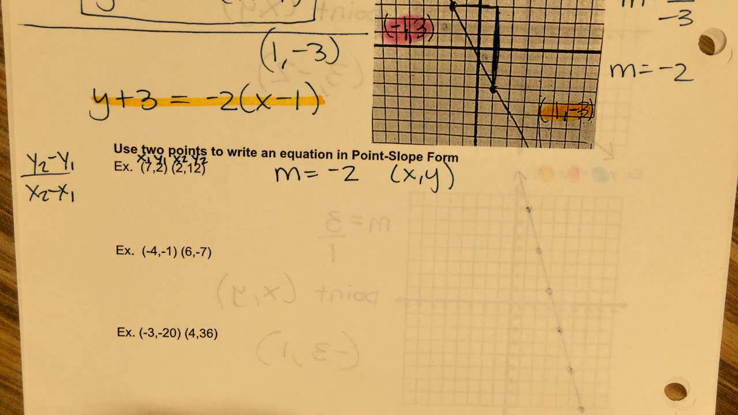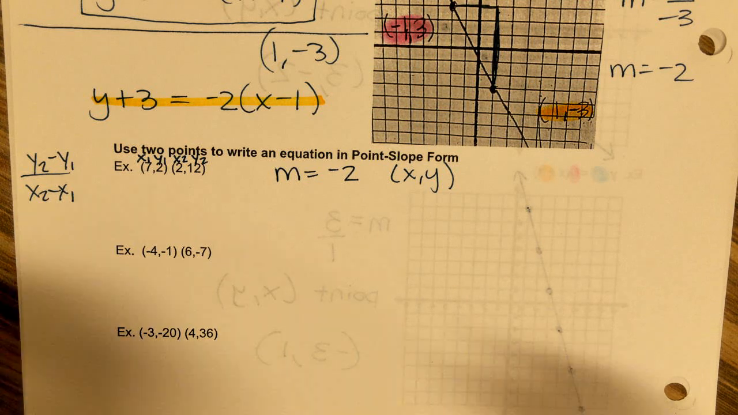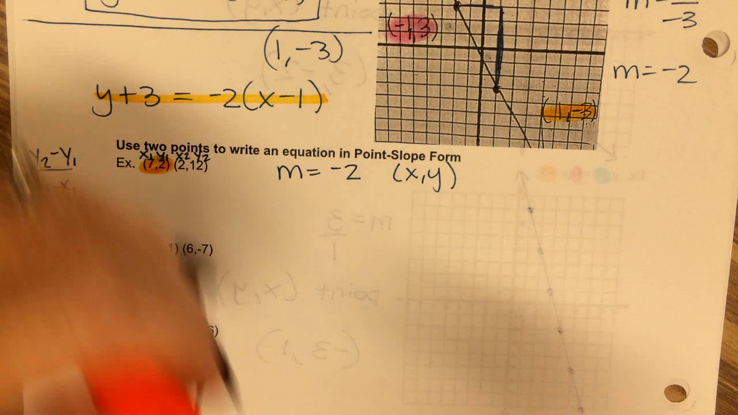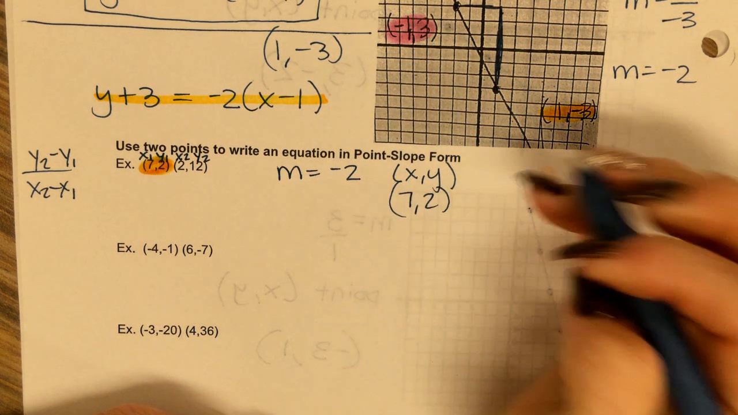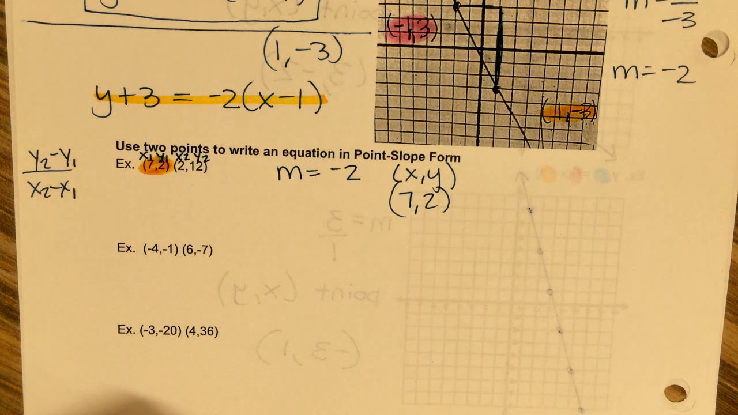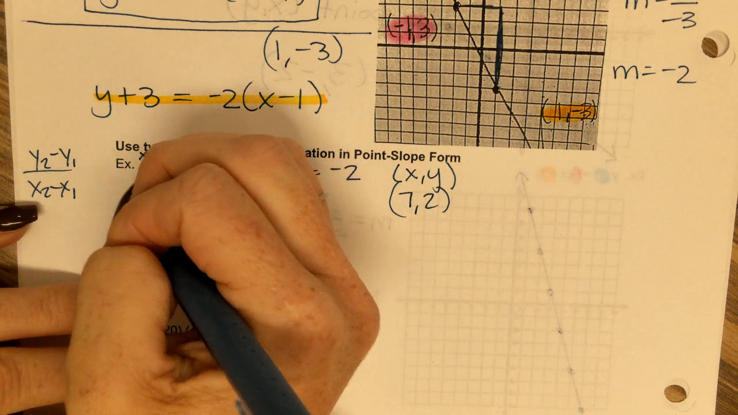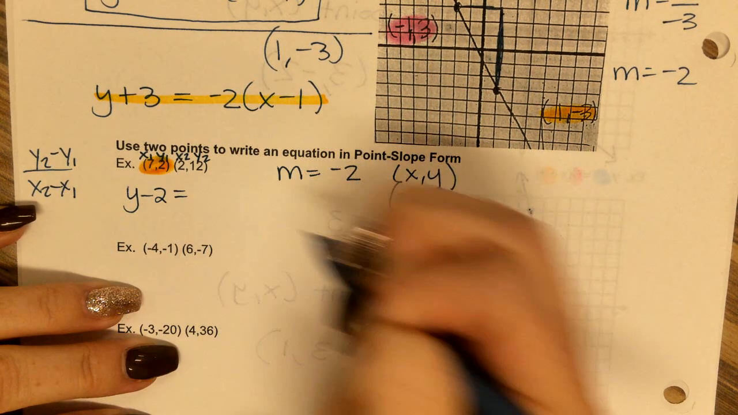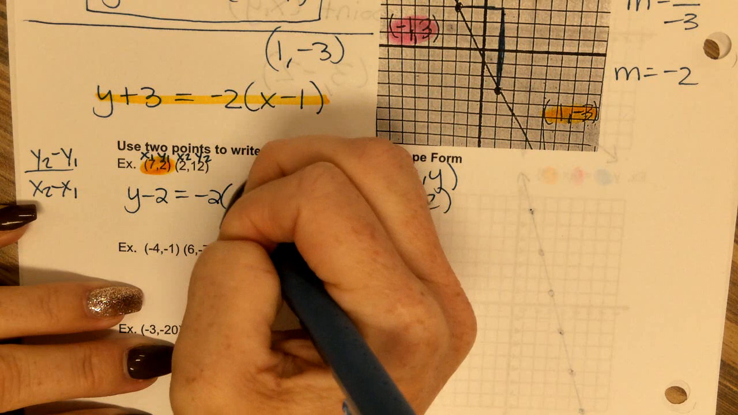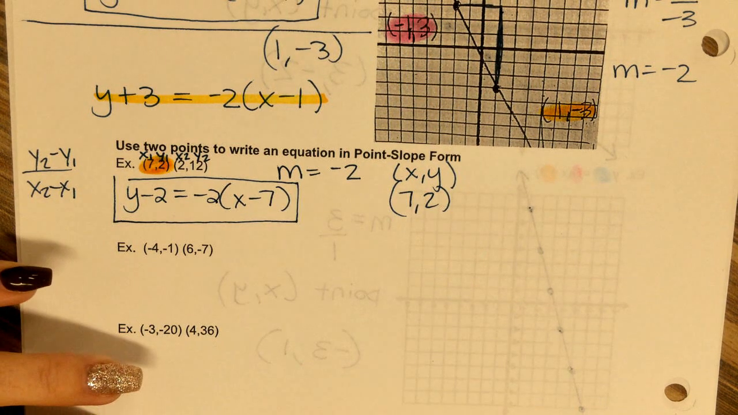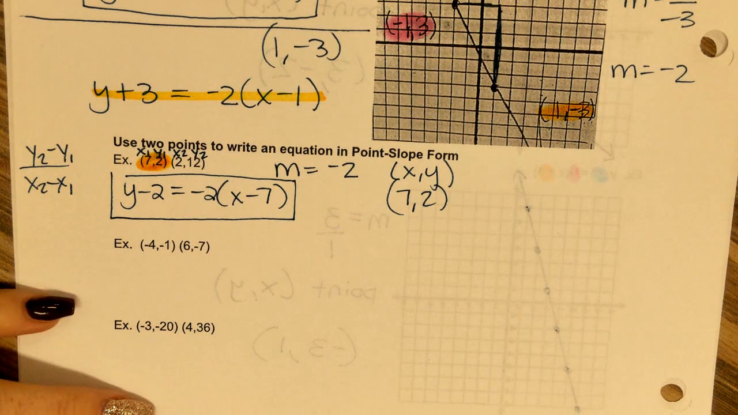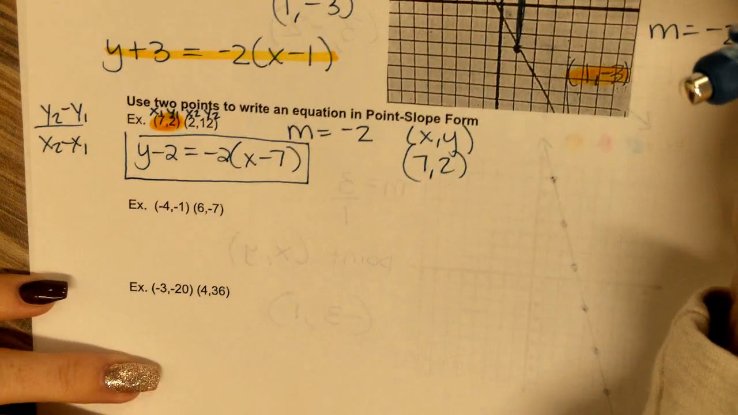Now, they gave you 2 points. You get to pick one. I chose to do this one. So I'm just going to use 7, 2. Now, y'all go write the point-slope equation. And check your answer with mine.